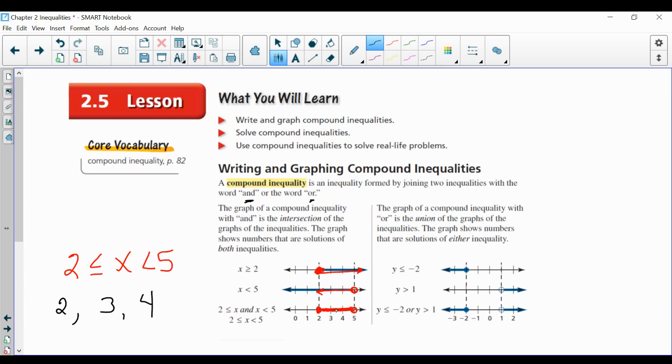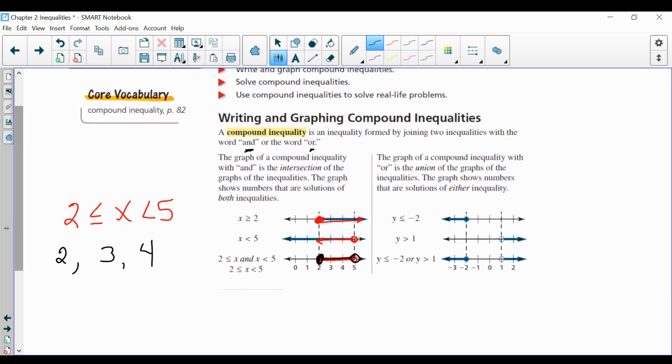So when I graph it, you can see here, I still use my closed circle and I still use my open circle because it doesn't include 5, but it includes 2. So it's just a segment. All right, so that is the "and" inequality.